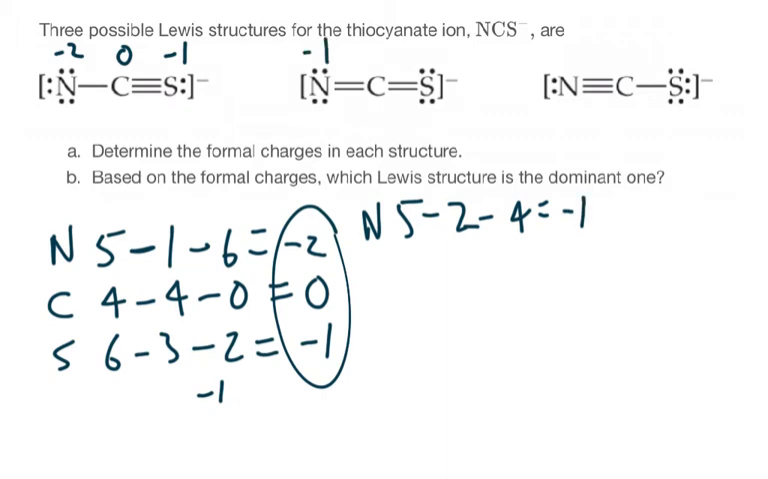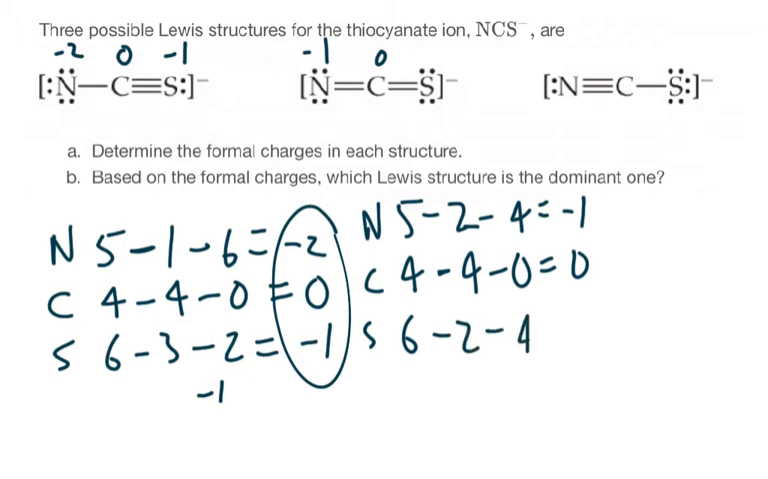So this guy's -1. The carbon has 4 valence. It has 4 sticks, no dots. So the carbon is 0. And then the sulfur has 6 valence minus 2 sticks minus 4 dots. And that's going to be 6 minus 2 is 4. 4 minus 4 is 0. Okay? So notice this structure is already better than the first one. We'll take a look at them in a minute.